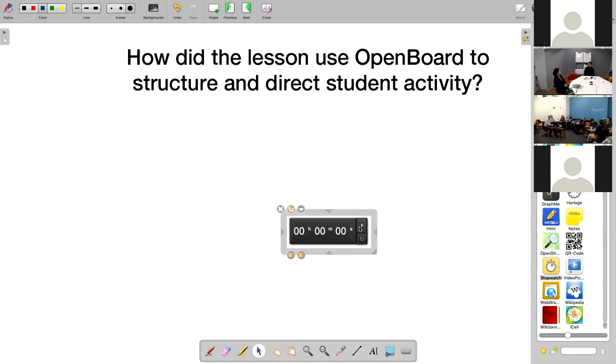Okay, so let's talk about this point briefly. How did the lesson use OpenBoard to structure and direct student activity? What are some of the ways? You mean it's linear and sequential? Is that what you mean? That could be one way of describing it. It's linear and sequential.